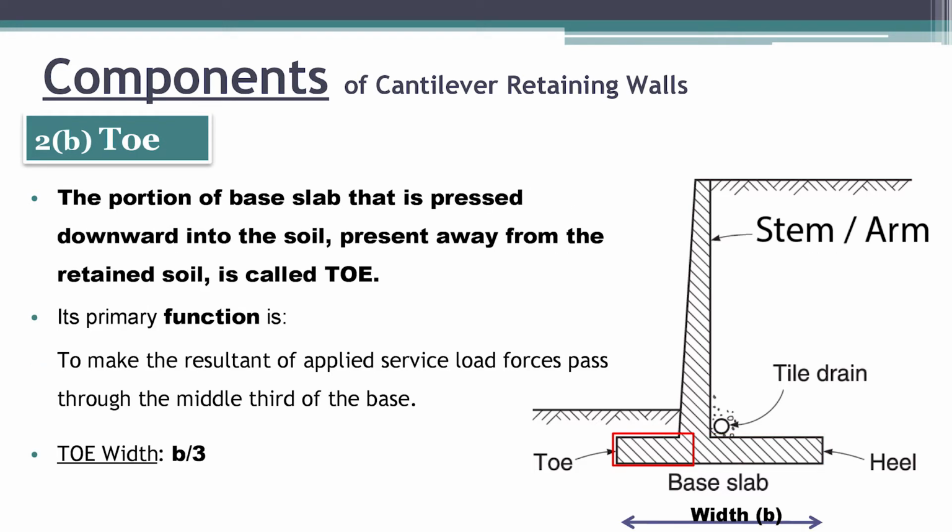Next, we have toe. The portion of base slab that is pressed downward into the soil present away from the retaining wall is called toe. Toe is actually 1/3 of the total base slab width, and its primary function is to make the resultant of applied service load forces pass through the middle third of the base.